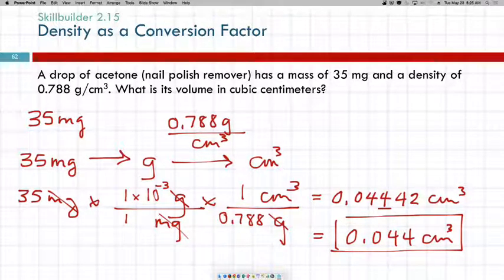Any other questions? Yeah. Could you explain the conversion factor grams per gram? Yeah, can I explain this again? So let me just do this.